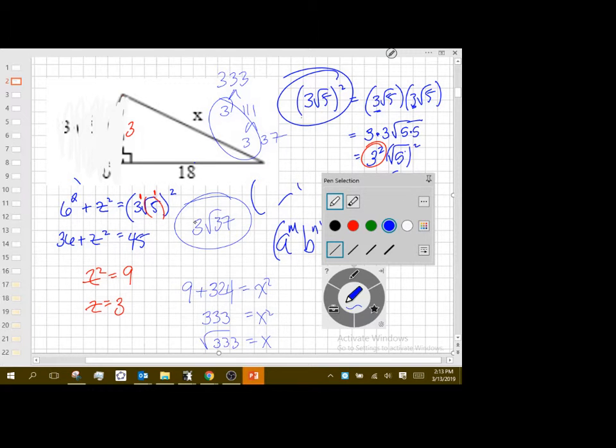So that's kind of what we're looking for on this. They ask you to type it as a flat radical. Okay. You're going to see that question tomorrow. Okay. It's just a Pythagorean theorem 2 times.